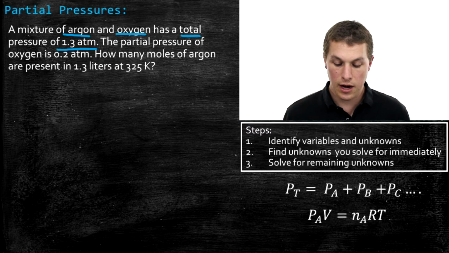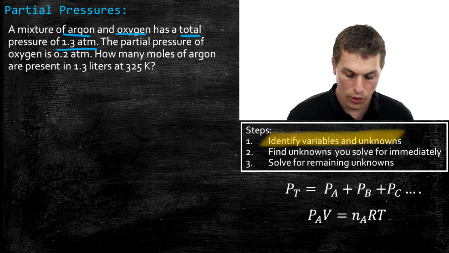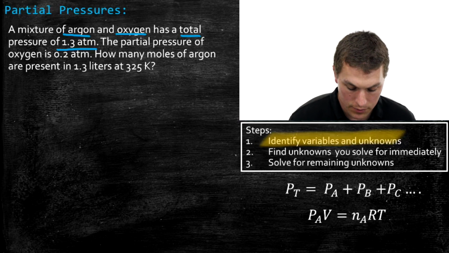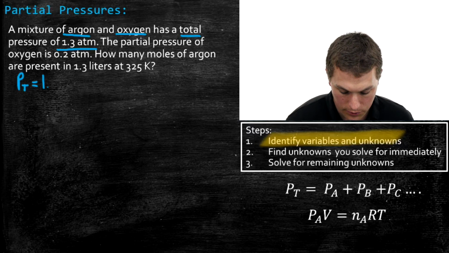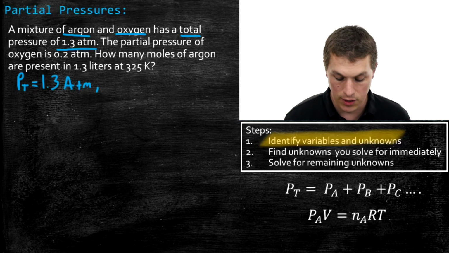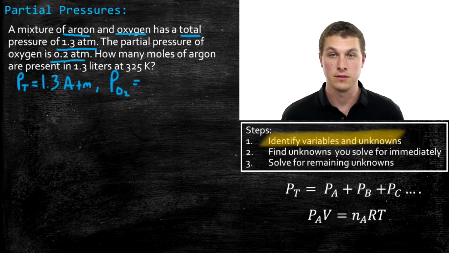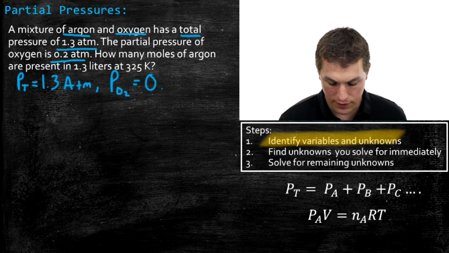And so what we're going to do in our first step is we're just going to identify the variables and our unknowns. And so we've been told that we have a mixture of gas and that the total pressure is 1.3 atm. So the first thing we'll write down is that our total pressure is 1.3 atm. As we keep reading, we see that we have a partial pressure of oxygen given, and that it's 0.2 atm. And so that means I can write P with a little O2 down there, and that stands for the partial pressure of oxygen, the pressure that comes just from oxygen. And that has a pressure of 0.2 atm.